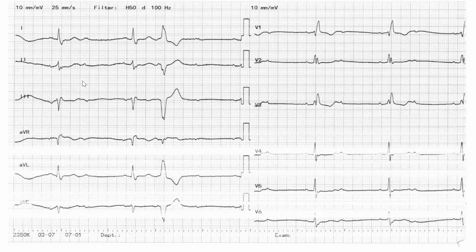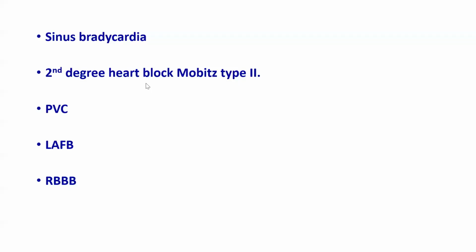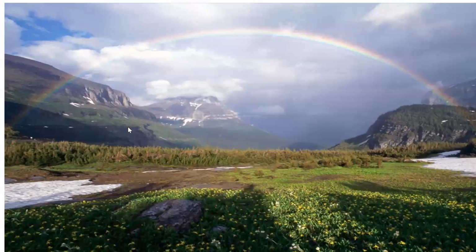This patient has second degree heart block, 2 to 1 heart block, likely Mobitz type 2, because he also has right bundle branch block and left anterior fascicular block, because we have QR in the lateral leads and small R dominant in the inferior leads. So anterior fascicular block and right bundle branch block, likely infrahisian, and Mobitz type 2, 2 to 1 heart block, also with premature ventricular contraction. So: second degree heart block type 2, premature ventricular contraction, left anterior fascicular block, and right bundle branch block.